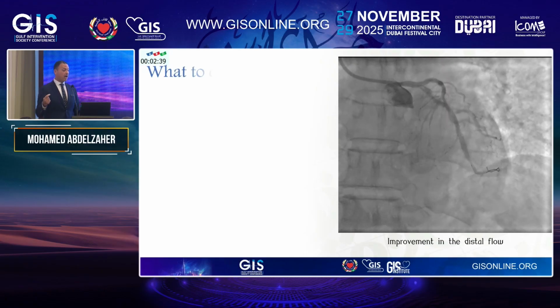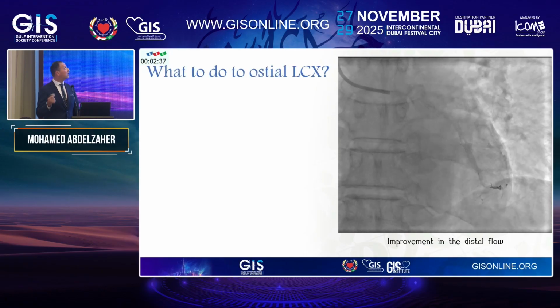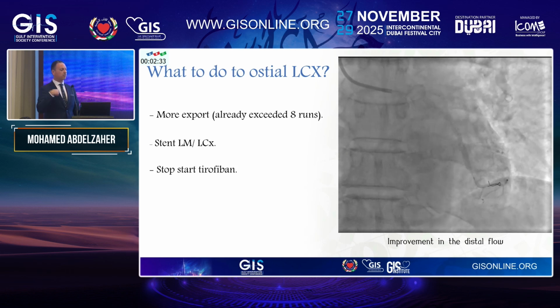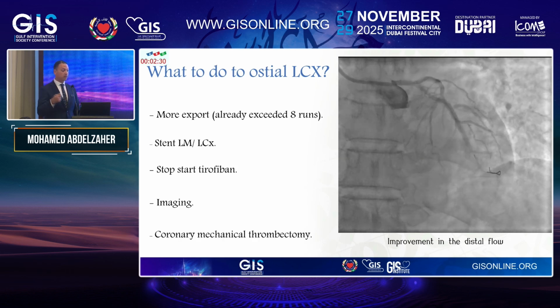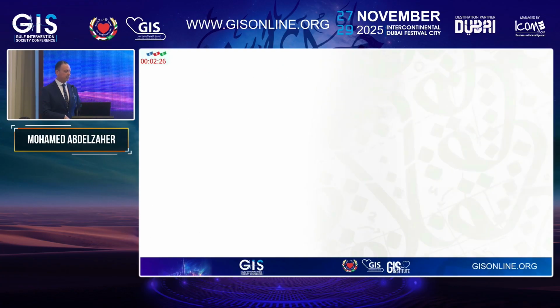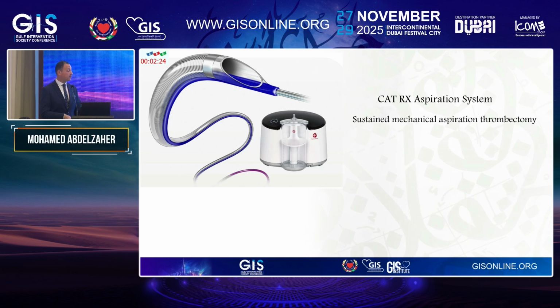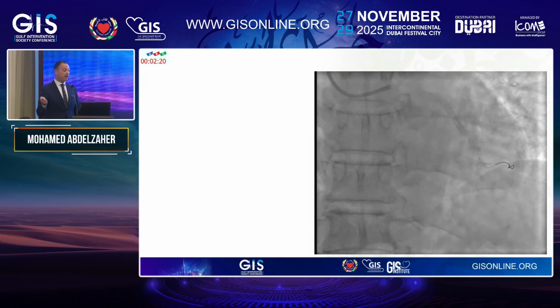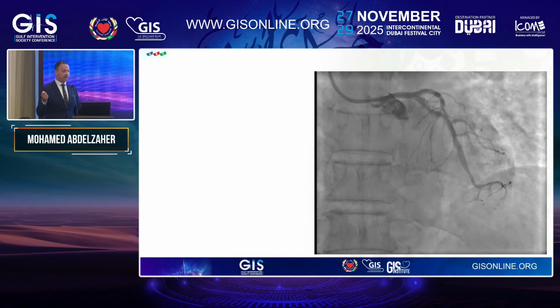And then I had this question: what should I do for the ostial circ? Should I do more thrombus aspiration, stent, tirofiban, or imaging, or coronary mechanical thrombectomy? And this was my choice. I went with Penumbra, in a single run. It was like magic, and I got clearance of the circumflex.